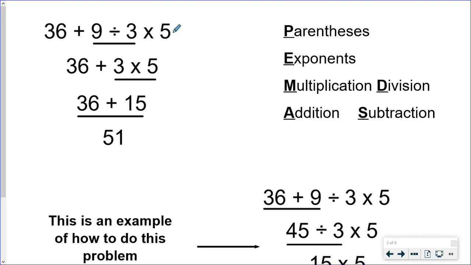So if you take a look at this problem, it looks like the problem just gets smaller and smaller as you go down. You have to make sure you do them in the right order. Now, somebody would say, well, Mr.